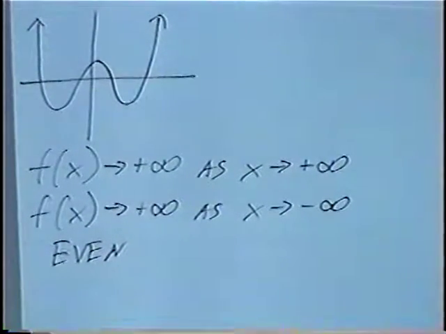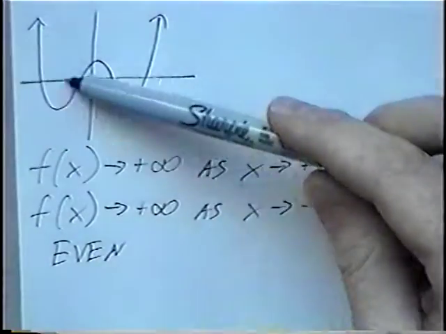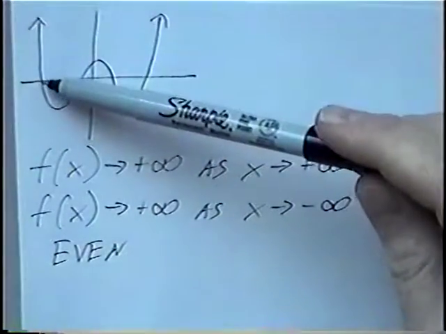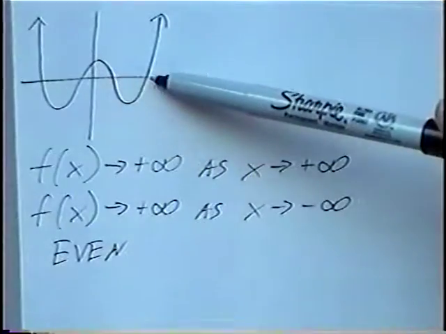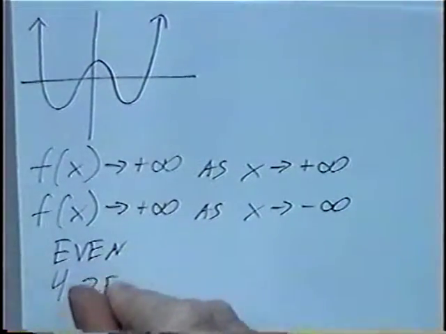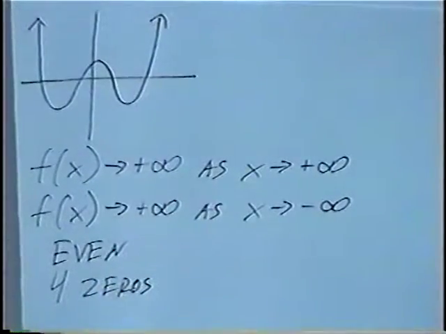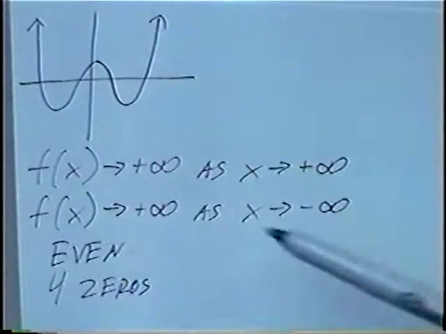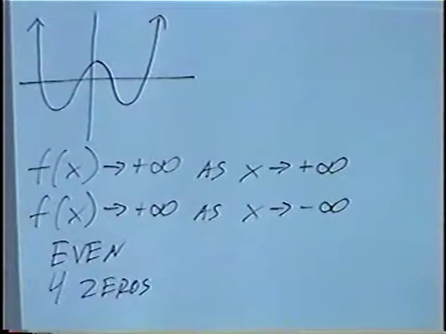And the last part is the number of zeros, how many times the graph crosses the x-axis. In this case, it's 1, 2, 3, 4. So this graph would have 4 zeros. So describing this function, we have the end behavior. It's an even function, and it also has 4 zeros.